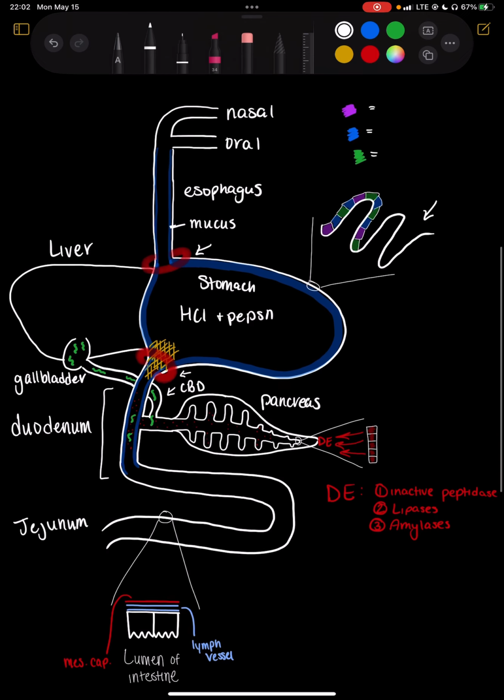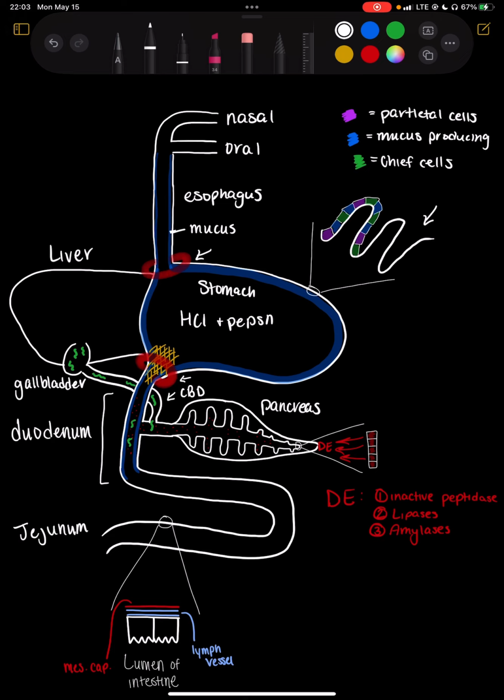And these green cells are chief cells. Chief cells produce the inactive enzyme pepsinogen. Once inside the stomach and away from the lining, the pepsinogen is activated by the HCl and turned into the active enzyme pepsin that cleaves proteins. Eventually, these broken down macromolecules will form into chyme before being pushed down into the duodenum.